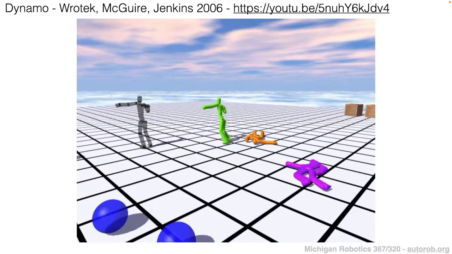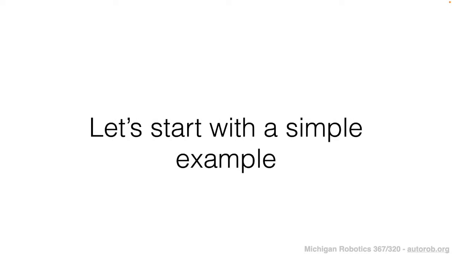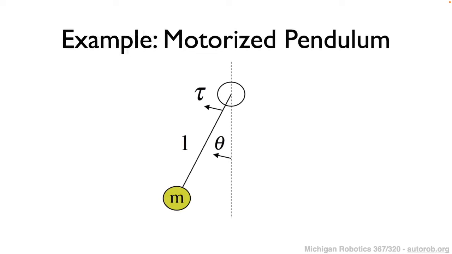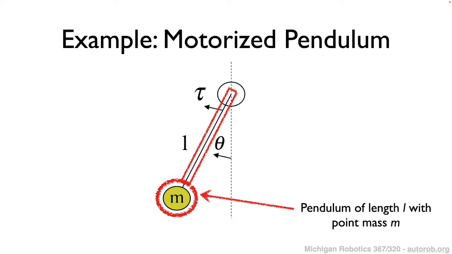All right, but before we look into trying to create our own simulator for such a complex scene, let's start with a slightly simpler example to really fully understand this topic of dynamic simulation from the ground up. So the particular example that we're going to be looking at and focusing on is a motorized pendulum. You may be familiar with this from some physics background, but we're going to look into this with some more detail.